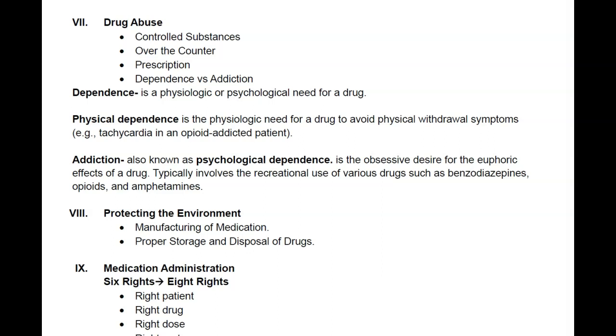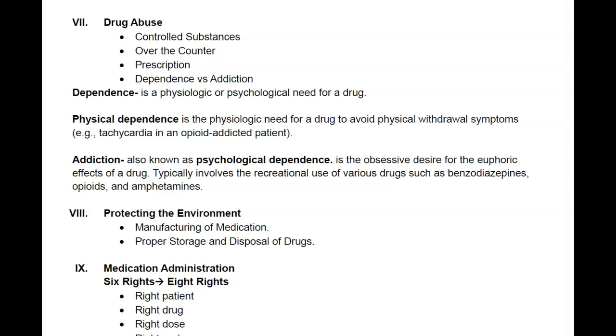So psychological dependence or addiction is different, right? The purpose of the patient is different. So the reason why an addicted patient takes that medication is for that sensation of euphoria, right? But in physical dependence, they don't even want to take that medication. The problem is when they stop that medication, they start having withdrawal symptoms.